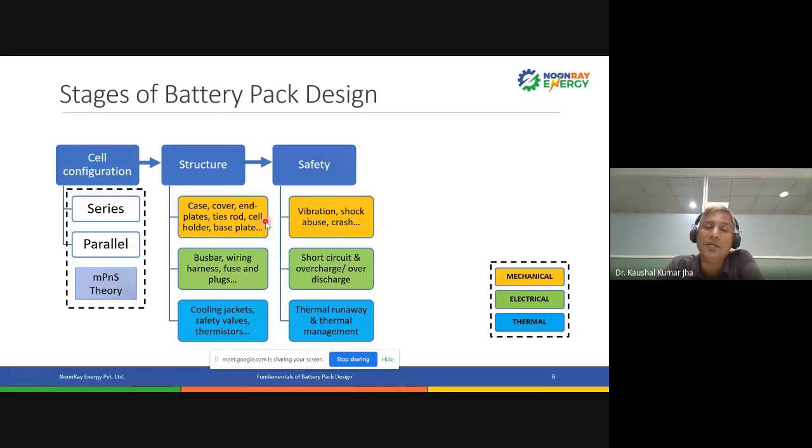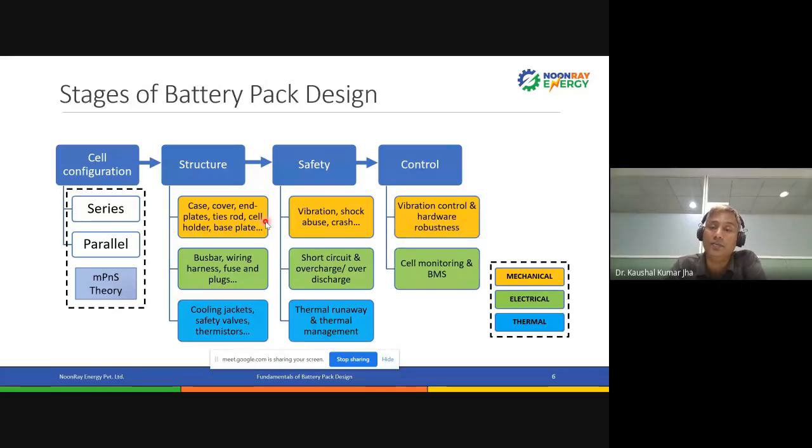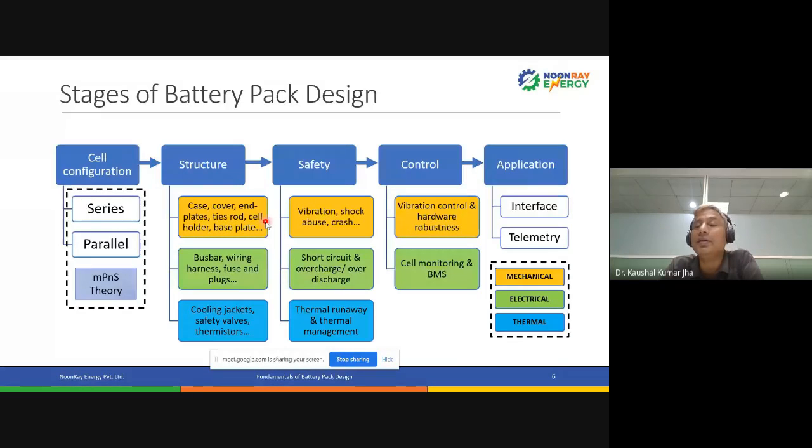The safety. On the mechanical side, we have to look at vibration, shock, abuse, crash, etc. However, on the electrical side, short circuits, overcharge and over discharge. On the thermal side, thermal runaway and thermal management. The control. What are the things we need to control? Any mechanical advantages, disadvantages like vibration, hardware robustness. On the BMS side, cell monitoring and BMS. And application: application, interface and telemetry.